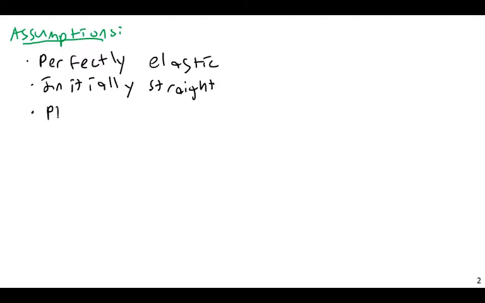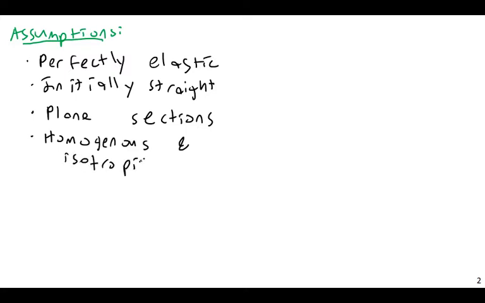Plane sections, so we're saying plane sections remain plane, and we talked about that in the previous lecture a bit, and in ones before that. Homogeneous and isotropic, so nice friendly materials. What else? Small deltas, so we're assuming small deformations, small changes in length, and also concentric loading. So we're ignoring any kind of eccentricity in loading.